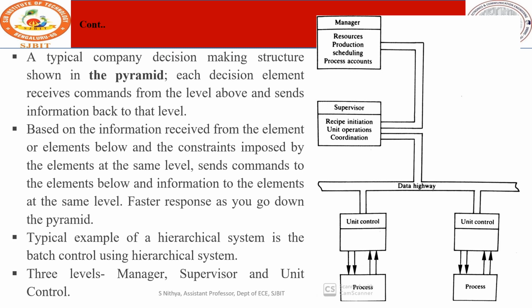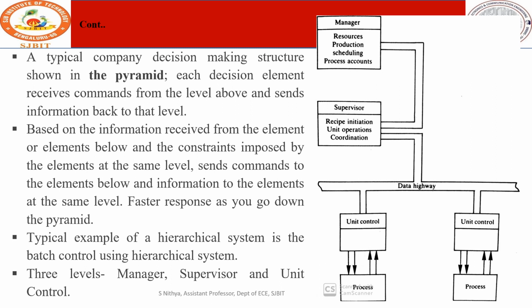Each decision element receives the commands from the level above and sends the information back to that particular level, based on the information received from the elements below and the constraints imposed by the elements at the same level. It sends the commands to the elements below and the information to the elements at the same level. So there is a faster response as you go down the pyramid.